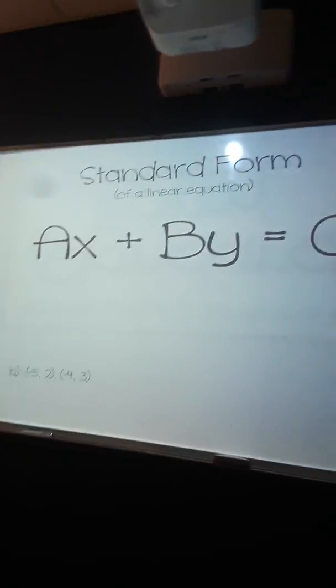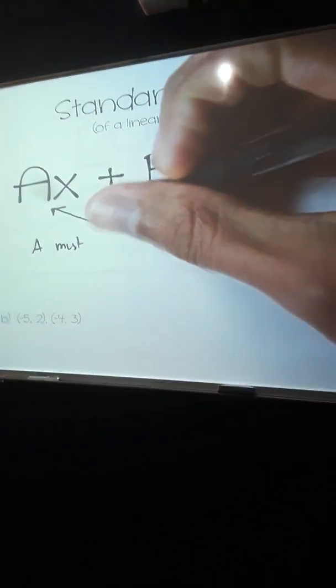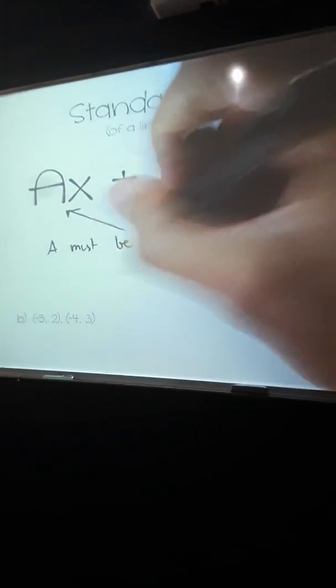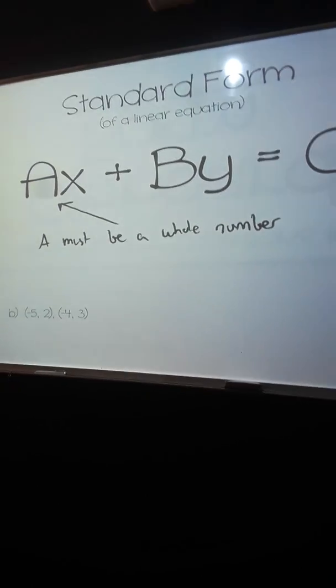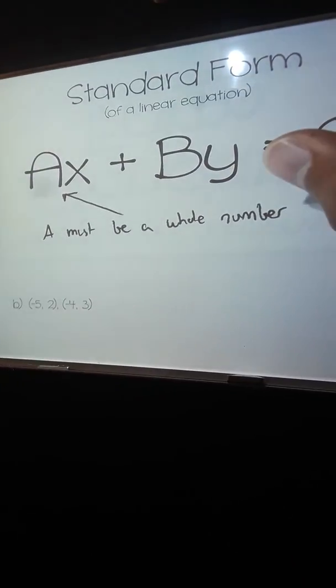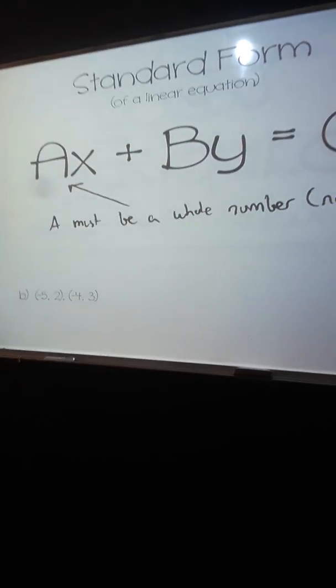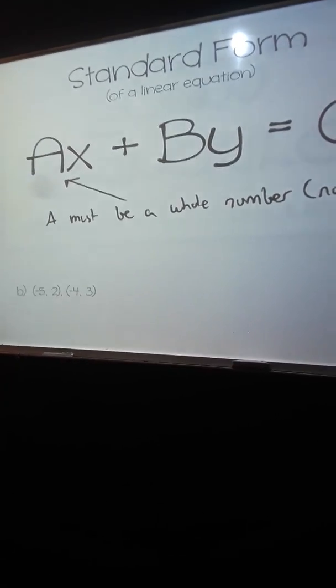Standard form of a linear equation consists of ax plus by is equal to c. Okay, so our a, this is very important. Your a must be a whole number. So what this means is we're going to have no negatives. Okay.